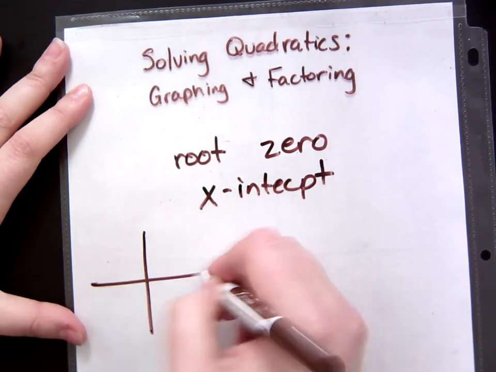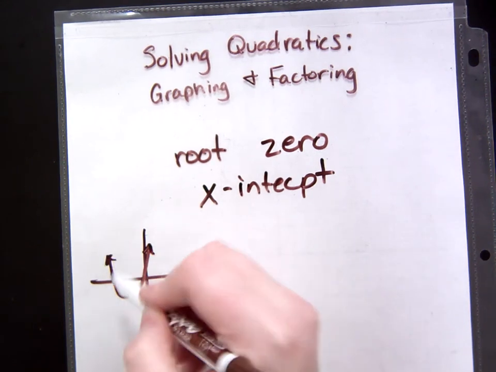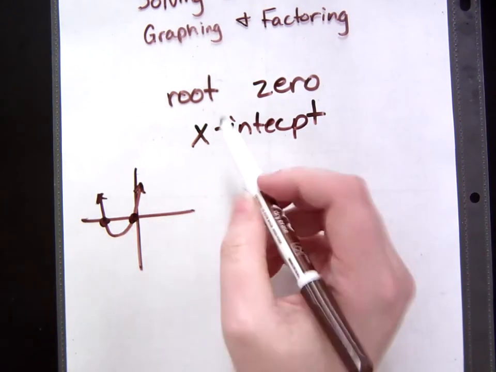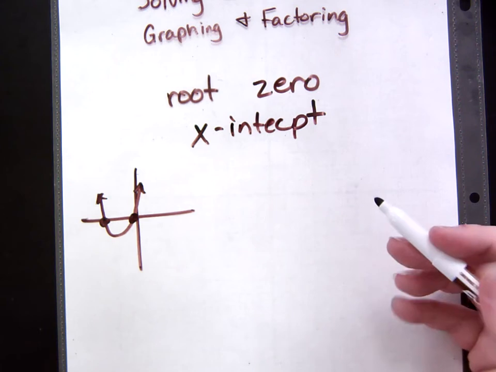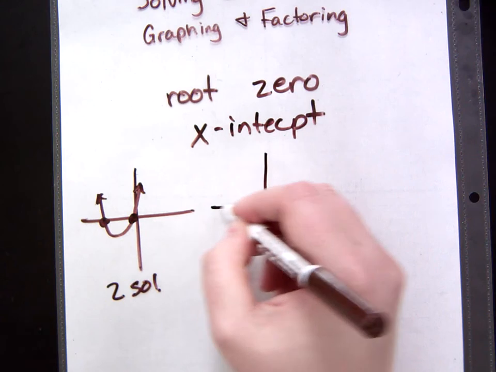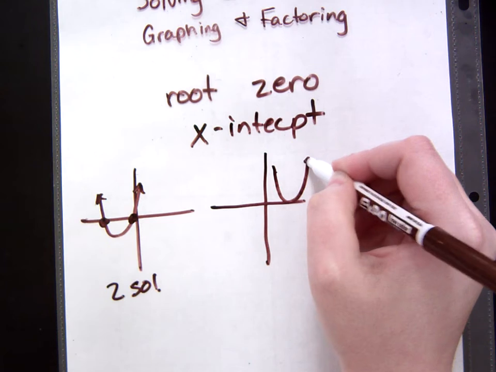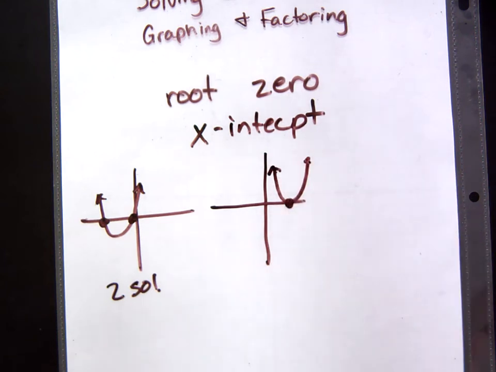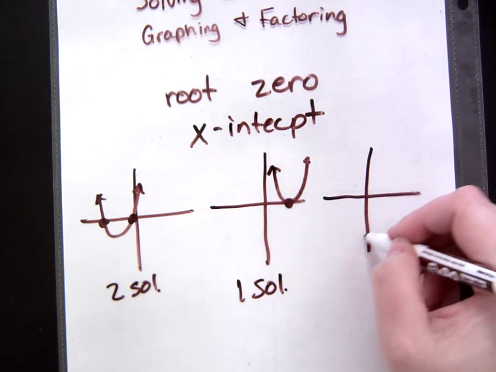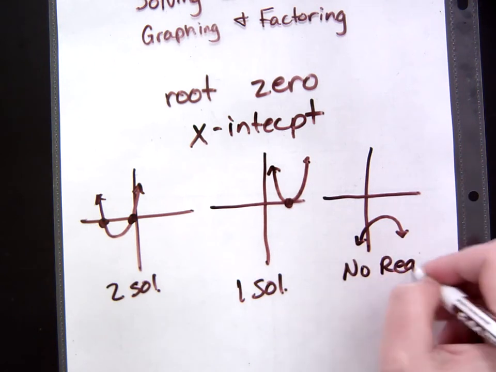For instance, let's say a quadratic crosses the x-axis at 2 points. Those x values where it crosses, those x-intercepts, are your solutions. So this one has two solutions. If a quadratic only touches once at the vertex, there's one solution. If the graph never touches the x-axis, there is no real solution.